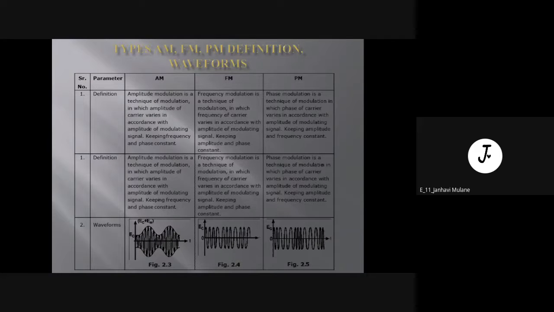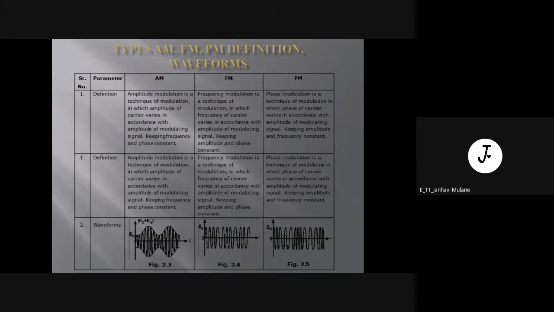Types of AM, FM, and PM: definitions and waveforms. Definition of AM: amplitude modulation is a technique of modulation in which the amplitude of a carrier varies in accordance with the amplitude of the modulating signal, keeping frequency and phase constant. The waveform is shown below.